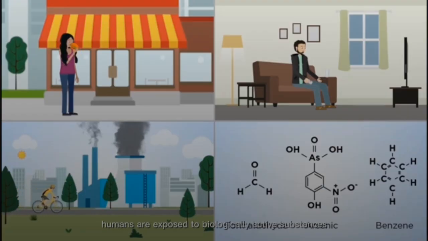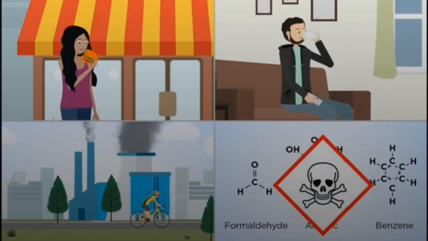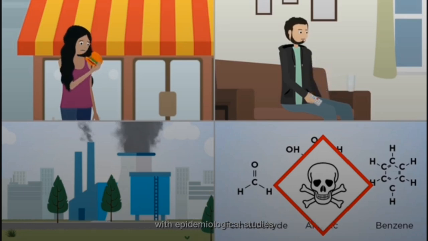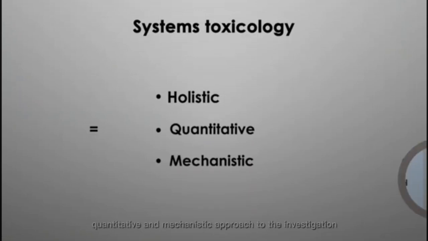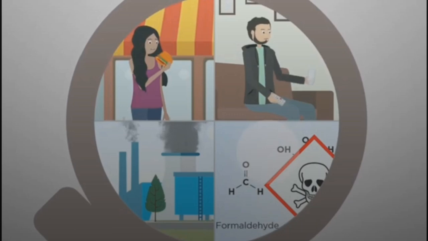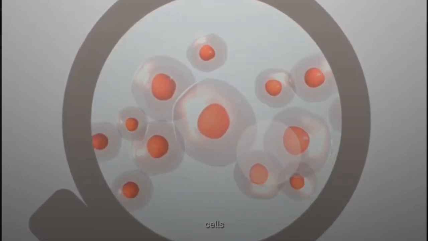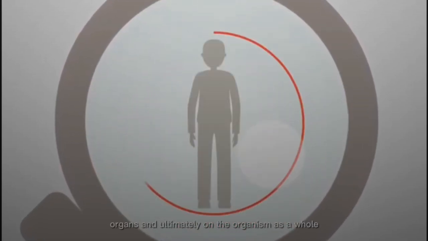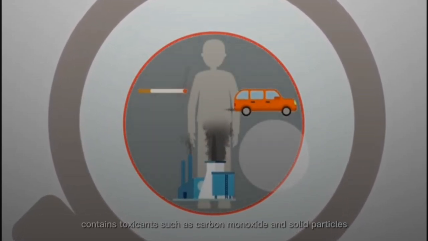Humans are exposed to biologically active substances, chemicals from food, drugs, pollution, and toxins. We can understand how these chemicals perturb human biology over time with epidemiological studies, which may last for many years. Systems toxicology provides a holistic, quantitative, and mechanistic approach to the investigation of the biological effect of exposure to chemicals. It allows us to determine the effects of various substances on molecules, cells, tissues, organs, and ultimately on the organism as a whole.